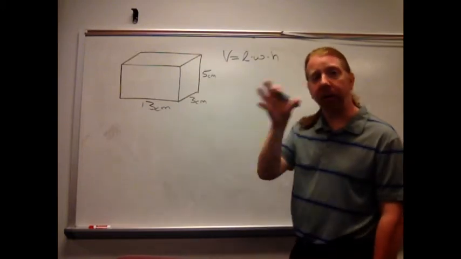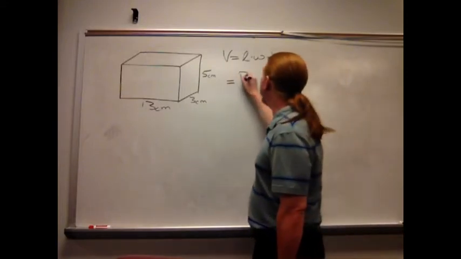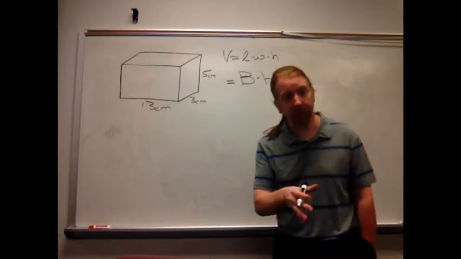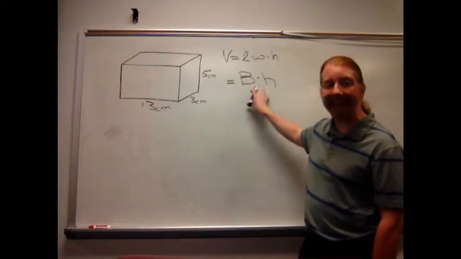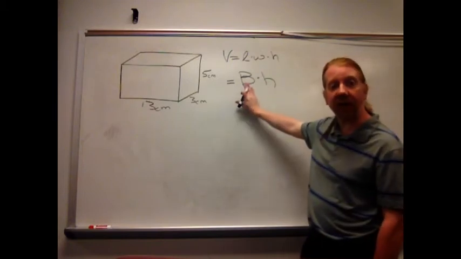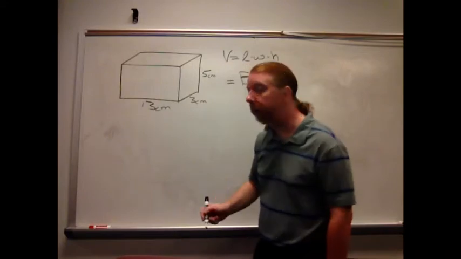For our purposes, we're going to change that up a little bit and look at it as this. The area of the base times the height. Now the advantage of this particular formula is that this will apply to any kind of prism. It does not have to be rectangular because we're just going to find the area of that base, multiply it by the height.